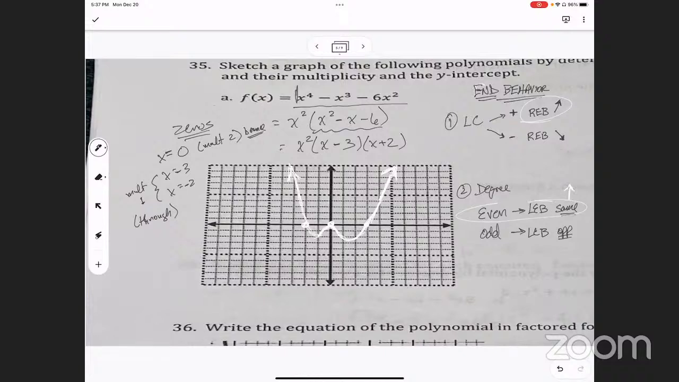So there you go, there's your graph. And it also said find the Y-intercept. So the Y-intercept you can tell is just 0, right? It's always good to have your X and your Y-intercept, but we already had that one.